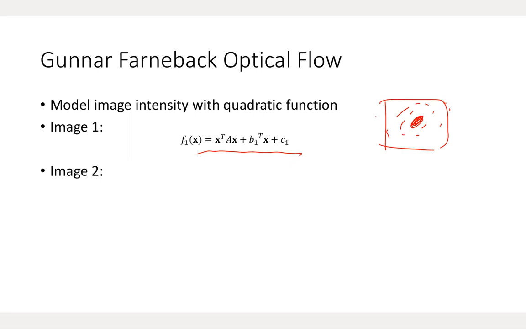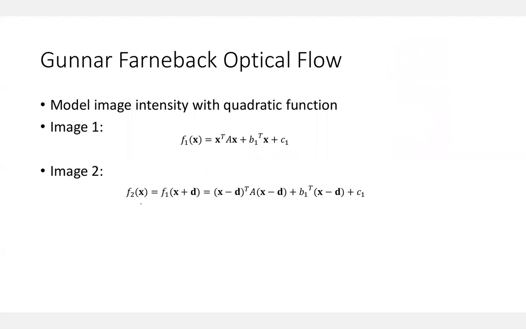But locally maybe you can represent it like this. If you just locally think of an image, any part of the image, maybe just some kind of ellipsoid or whatever, then you can represent it like this. So let's say you have two images. One is like this, and then I have another image that will be the shifted version of the first image. So let's say F2 will be shifted by D here. So it's also represented by some quadratic form.